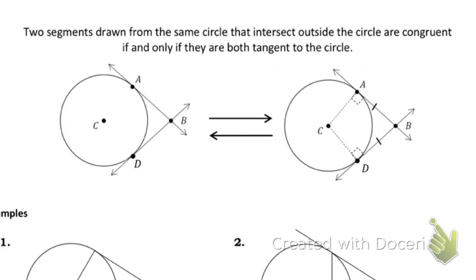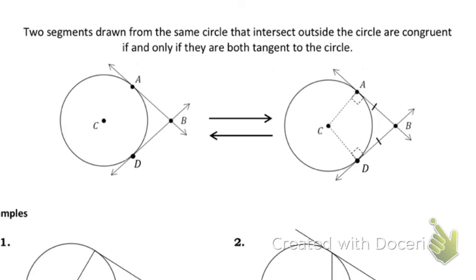Next thing, 2 segments drawn from the same circle that intersect outside the circle are congruent if and only if they both are tangent to the circle. I call this the hat theorem. I didn't really turn it to be like a hat, but if you kind of turn this on its side, it forms a little hat.